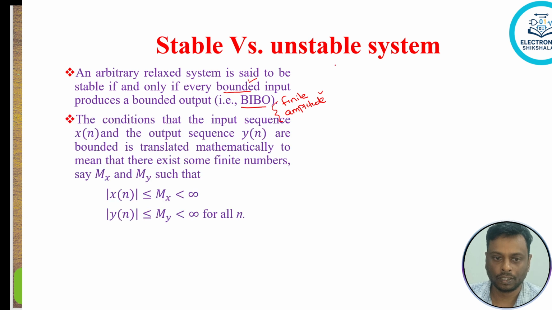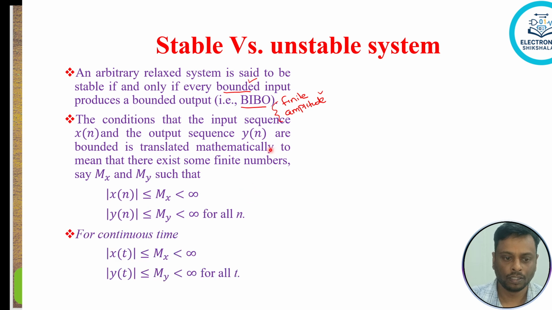So you can see over here, suppose for a discrete time system the input is x of n and the output is y of n. They are bounded, which mathematically means that there exist some finite numbers Mx and My such that the amplitudes are finite for all n. If the amplitude is finite for the input as well as the output, then it satisfies the BIBO criteria, and the system is called a stable system.